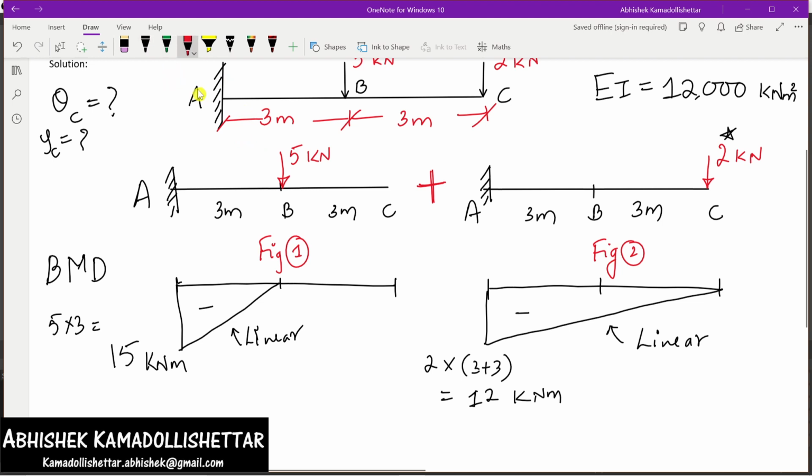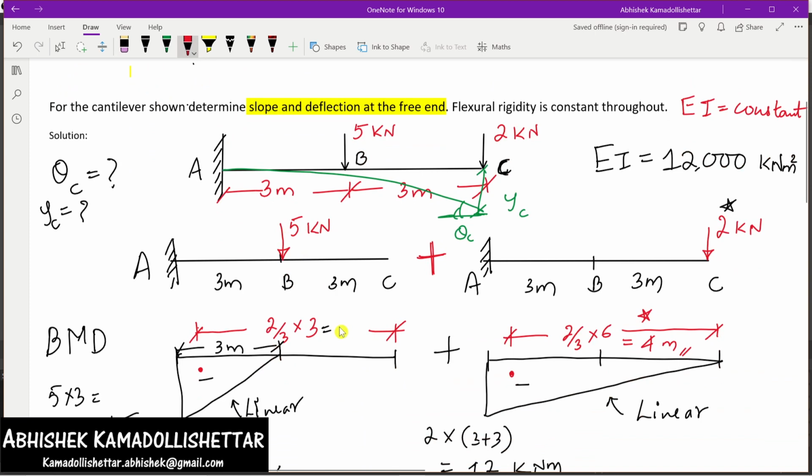Now we want the slope and deflection at the free end. For that you need to consider the centroid of this. At the free end, you have to take the value up to the free end. So the distance here should be taken as 2/3 of 3 plus 3, which is how much?